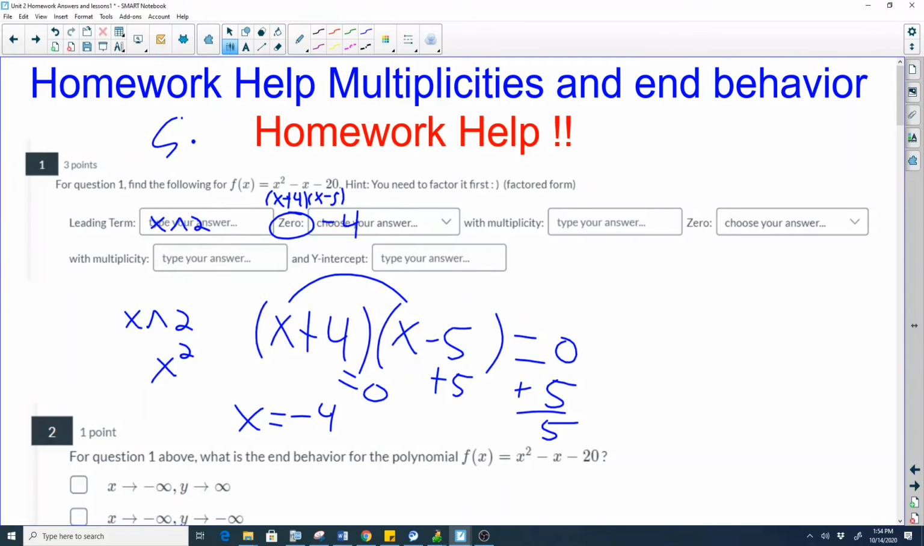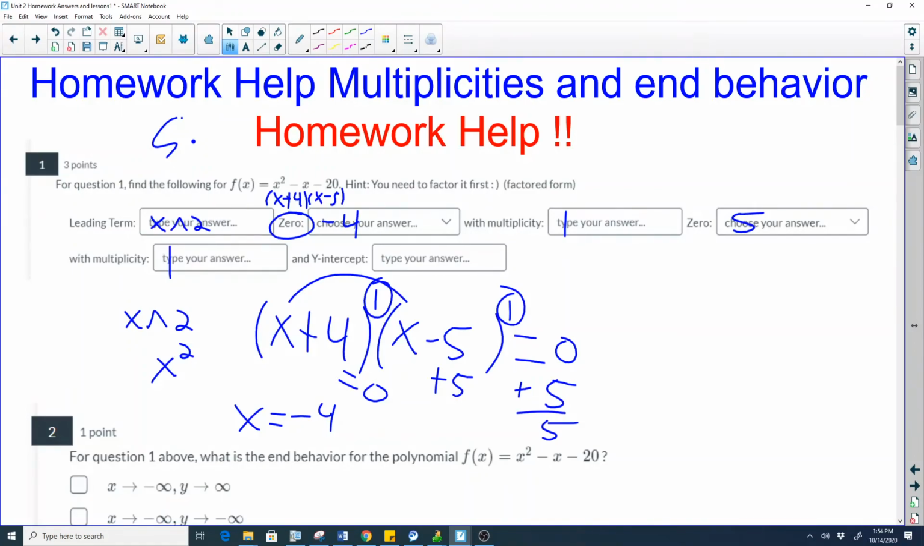And then multiplicity is just the powers in front of the parentheses. So this has an invisible 1 and an invisible 1. So our two multiplicities are going to be 1 and 1. And the other zero that you'll pull down is just the 5. So negative 4 and positive 5.